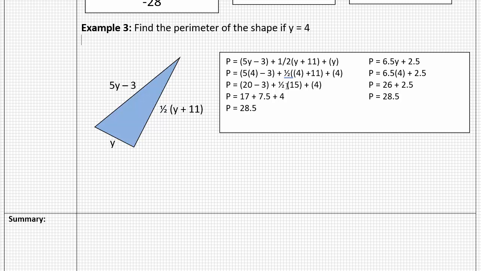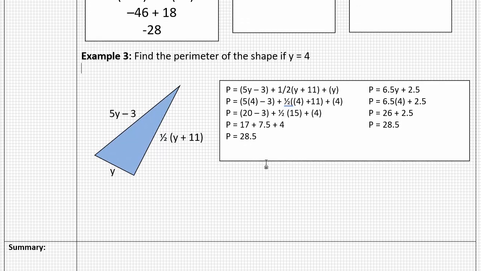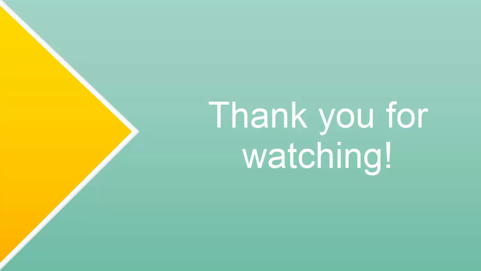So it's important to realize that you have both options here. It's also nice to use both options as a way to check your work. That's going to conclude our video for today on substitution with expressions.